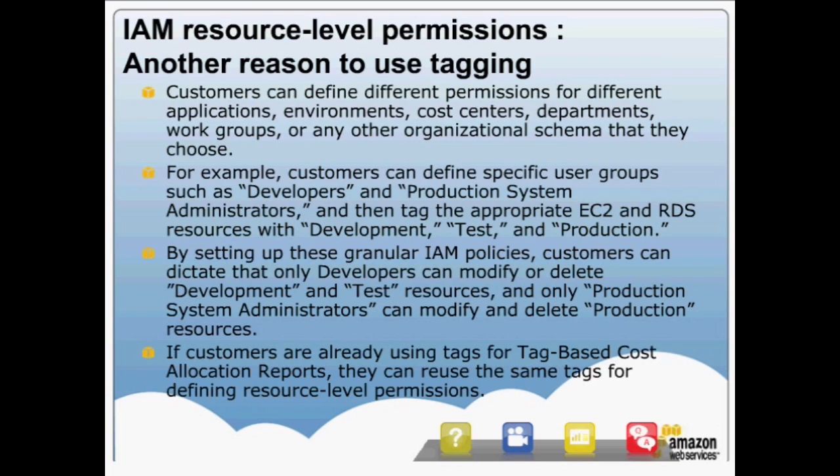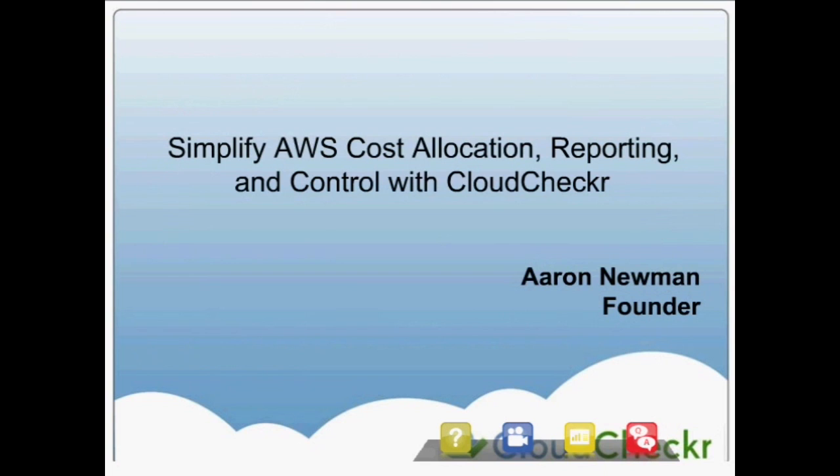Thanks a lot, Tom. This is Aaron Newman. I'm the founder of CloudCheckr, and I'm responsible for the technology vision and direction of CloudCheckr. I'm going to transition from what Tom was talking about, all these very powerful Amazon cost features, and talk about how you utilize and optimize them to make sure you're taking full advantage of them.